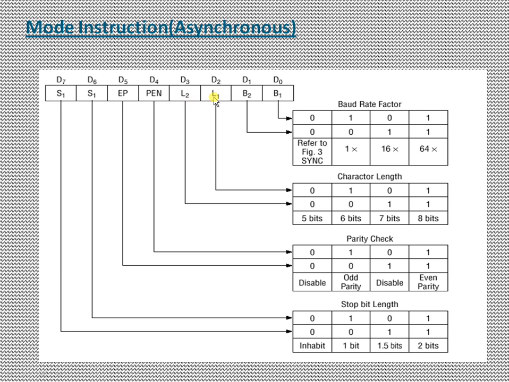Okay, and L2 and L1, these two are the bits which are used for selecting the length of a character. So we can represent a character with the help of 5 bits, 6 bits, 7 bits, or else 8 bits. But in most of the cases we'll be using 8 bits, as we know that every character in the general scenario or else the real-time world would be represented only with the 8 bits. Okay, that is ASCII representation. And then we have last two bits, B2 and B1, which are used for selecting a particular baud rate. Okay, you can go with 1x speed, 16x speed, or else with 64x speed.